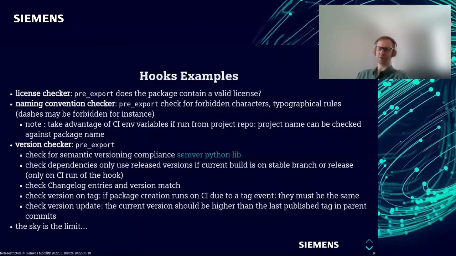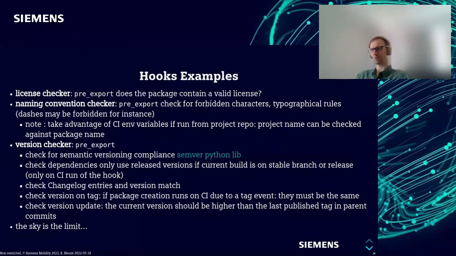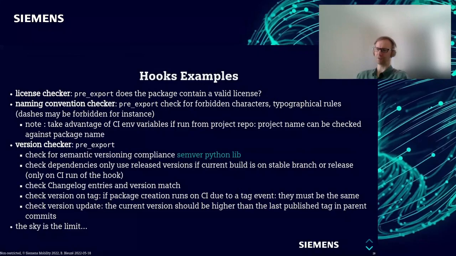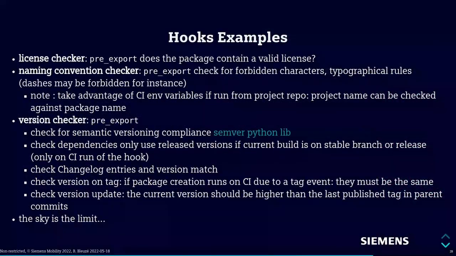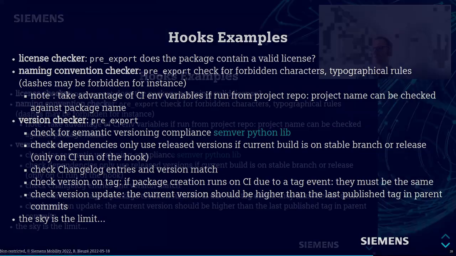I have some examples there, but I'll go quickly through selected ones. We have a license checker to check if you really have a license in your project, if you do not use the template to create your project, for instance, or if you change the license in between. We have a naming convention checker. So this one is interesting because it takes advantage of the CI environment variables to check that your repository name matches the package name. That's quite handy. It's very easy to make a small typo there. We have version checkers to check that we're using semver, also semantic versioning, that the version is based on the tag and so on. And we have lots of them there.